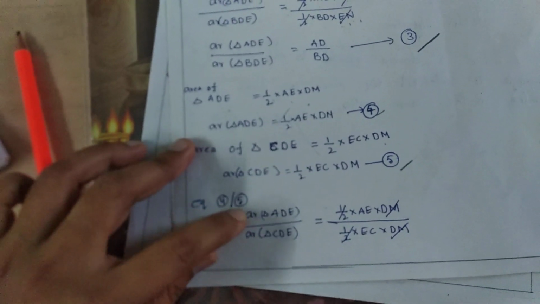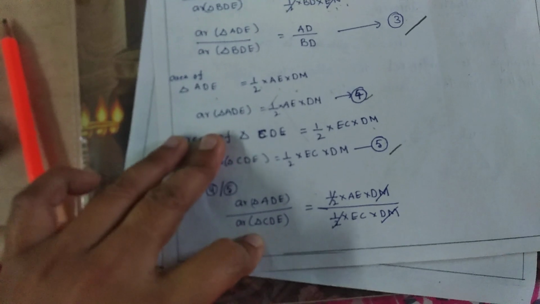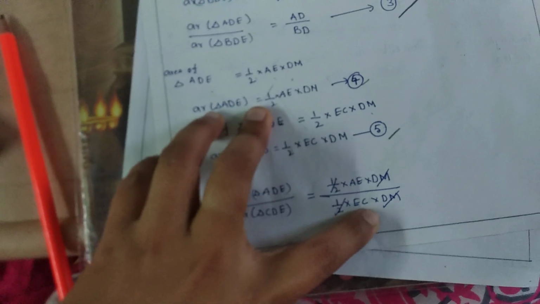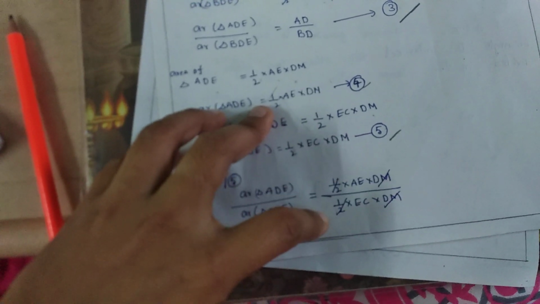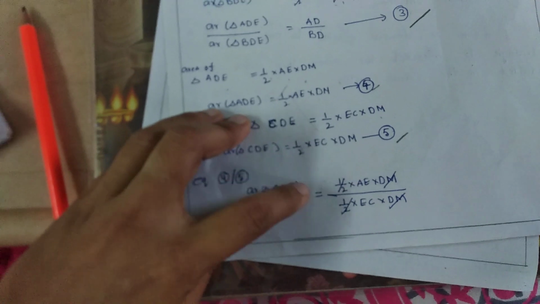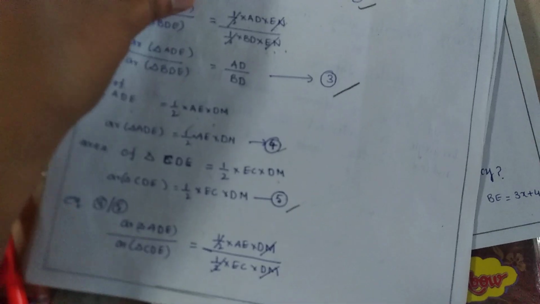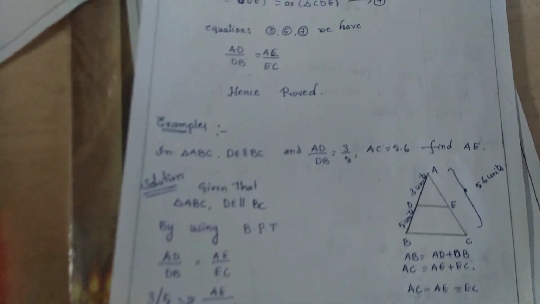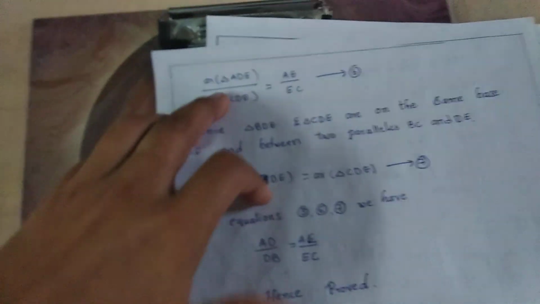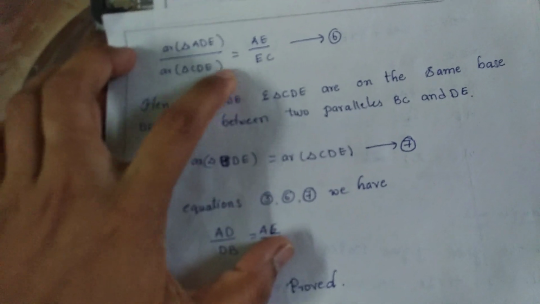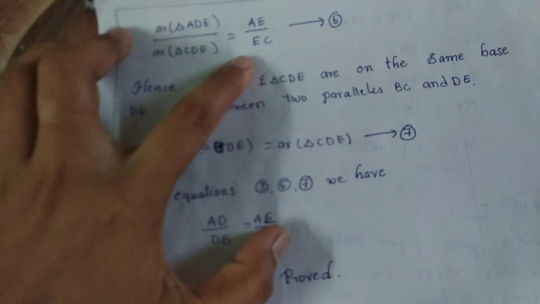Now equation 4 by 5: area of triangle ADE by area of triangle CDE equals half AE into DM by half EC into DM. DM cancels, half cancels. Remaining, area of triangle ADE by area of triangle CDE equals AE by EC. That is equation 6.